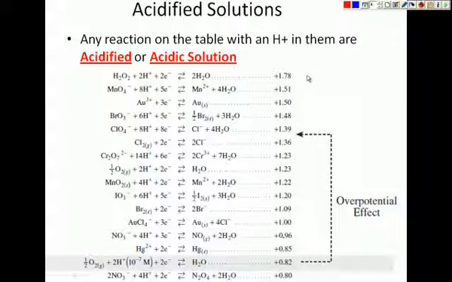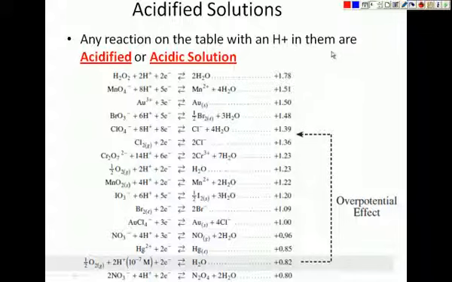So here is, again, our standard reduction potentials of half cells. What we see is a bunch of half reactions that are occurring here, like this gold one right here, where it's gaining electrons. Right here, when it's going in the forward direction, it gains electrons, and therefore that is reduction.